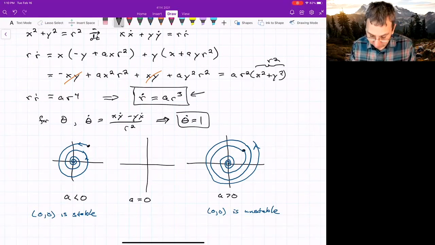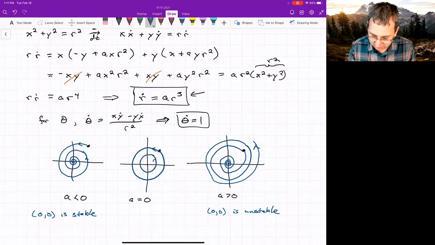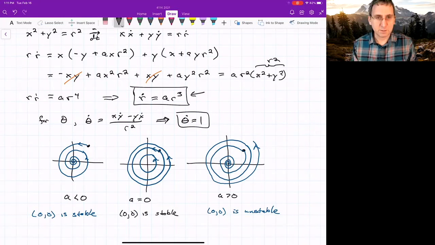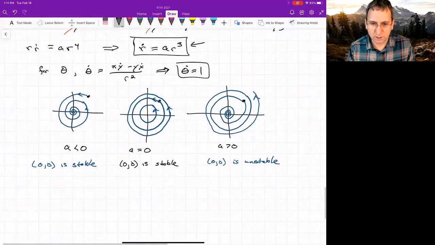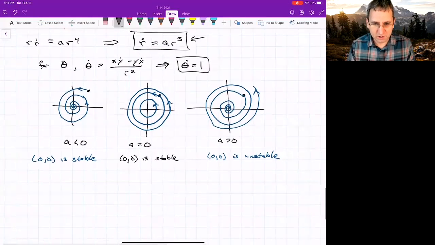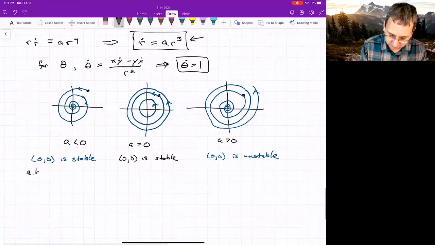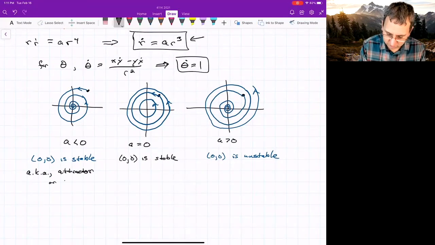A equals 0 means that the radius doesn't change. Wherever you start, you'll just be on a circular orbit coming back to the same point, no matter where you are. So that's the common picture of a center. Here, this is also stable because if you start near the origin, you just stay around it. This situation on the left, we might also call an attractor or a sink.